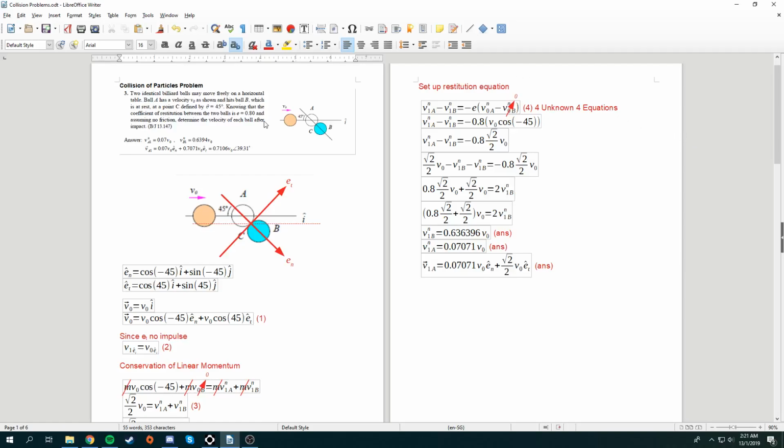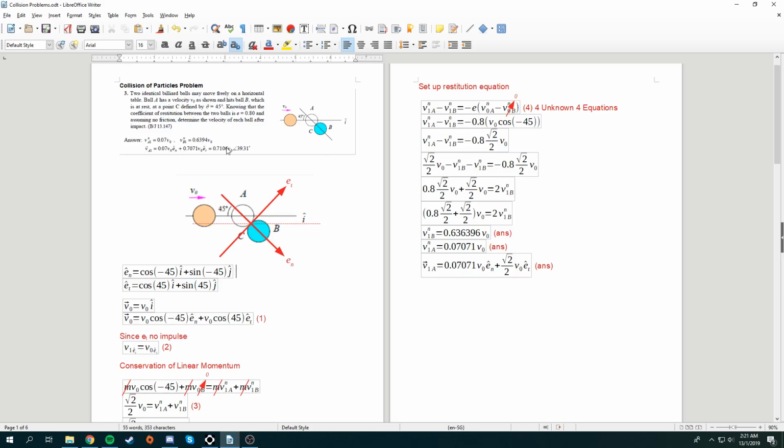Now we'll be going through collision of particles problems. Over here I extracted some questions from tutorial 10, which is purely on collision of particles. Now for this question, we have two identical billiard balls moving freely on a horizontal table.